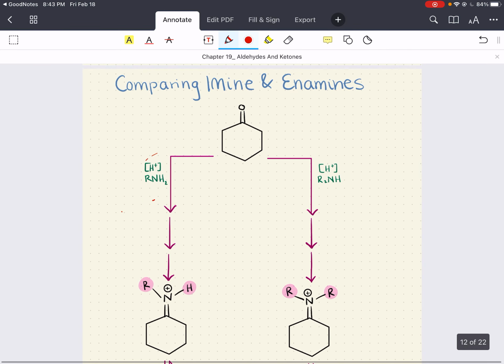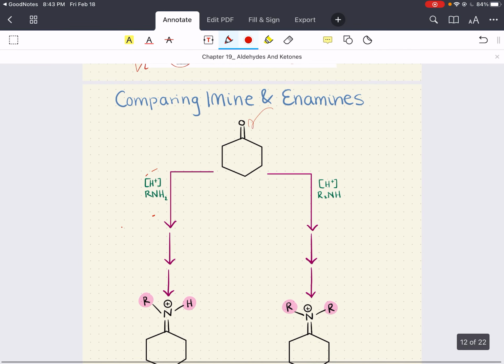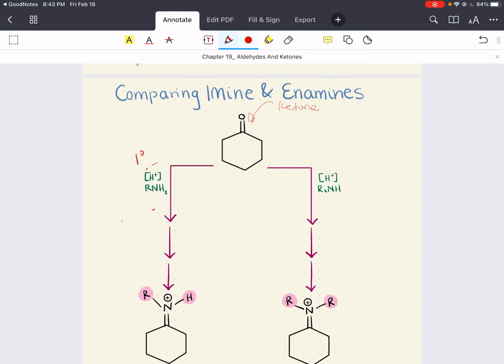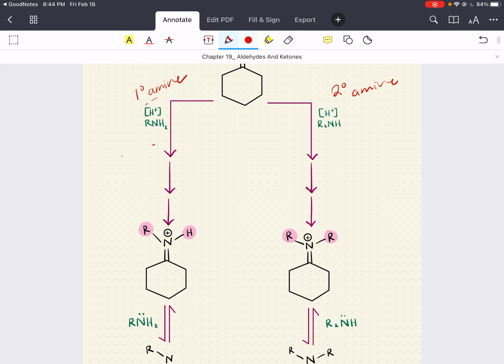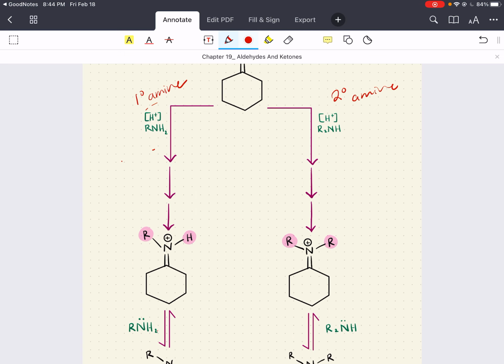Here's another way to compare. You can start off with, say, a ketone. This works for ketones or aldehydes, remember, but we're starting here with a ketone. We can treat it with a primary amine, or we can treat it with a secondary amine. And it goes through some of the same steps here of nucleophilic attack and two proton transfers.